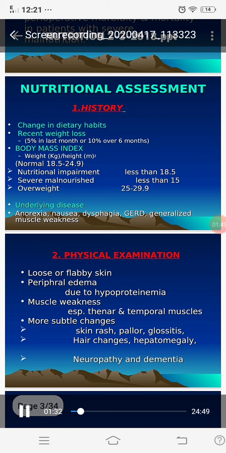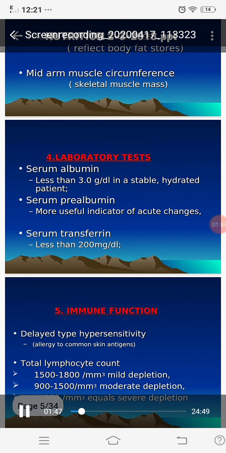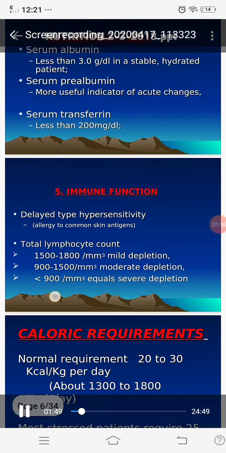So the next question is, how will you evaluate or assess the nutritional status of the patient? There are certain points. Number one is the history, then physical examination, then anthropometric measurements, then laboratory tests, then immune functions.